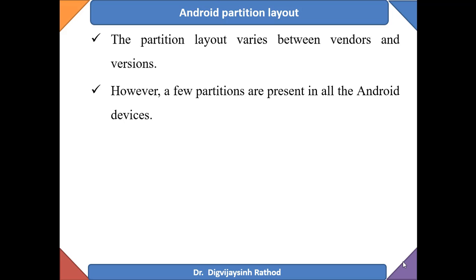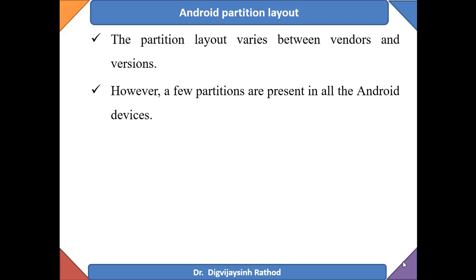Okay, so let's see. Before we talk about the Android partition layout, you should understand that the partition layout varies between vendor and version. Suppose you take an MI mobile phone, connect it with your laptop, root the phone and look at the partitions: you may find 9 partitions with different partition names. If you take some other mobile phone and look at the partitions, you may have a different number of partitions along with different names. So the number and names of the partitions vary from vendor to vendor, and even between different versions of the same vendor.